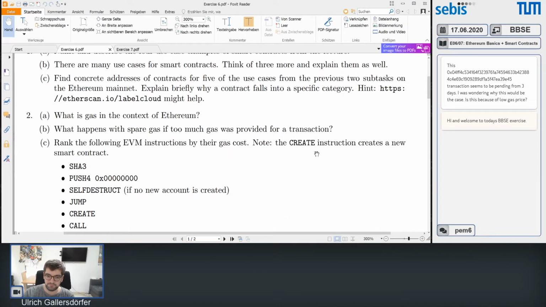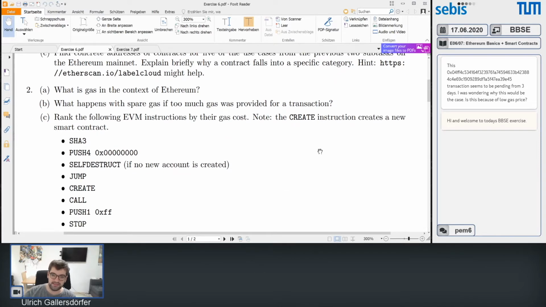Okay, let's move on. What is gas in the context of Ethereum? I think I talked about this a lot last week. Gas in the context of Ethereum is a means to purchase the instructions you execute. Every function in the EVM has some kind of cost attached to it, and more complex functions obviously mean more gas.